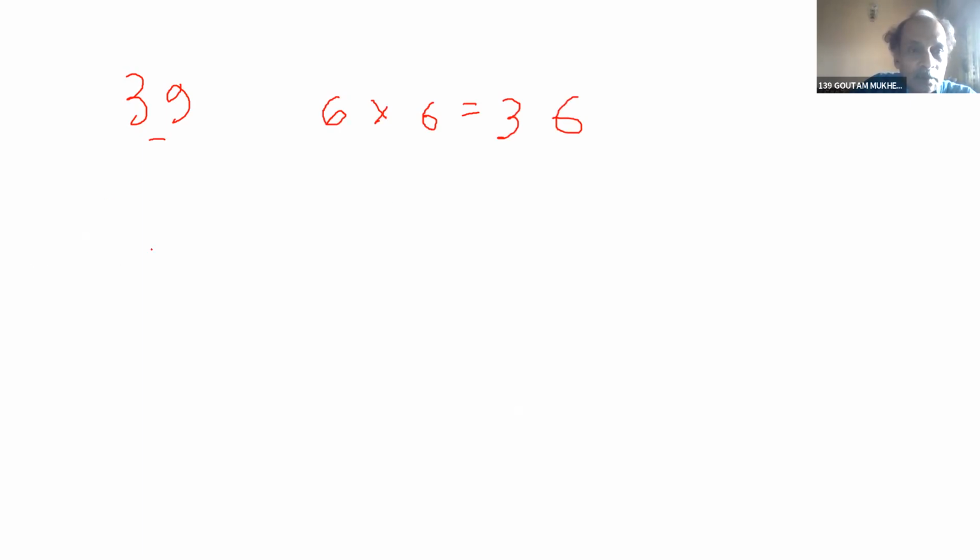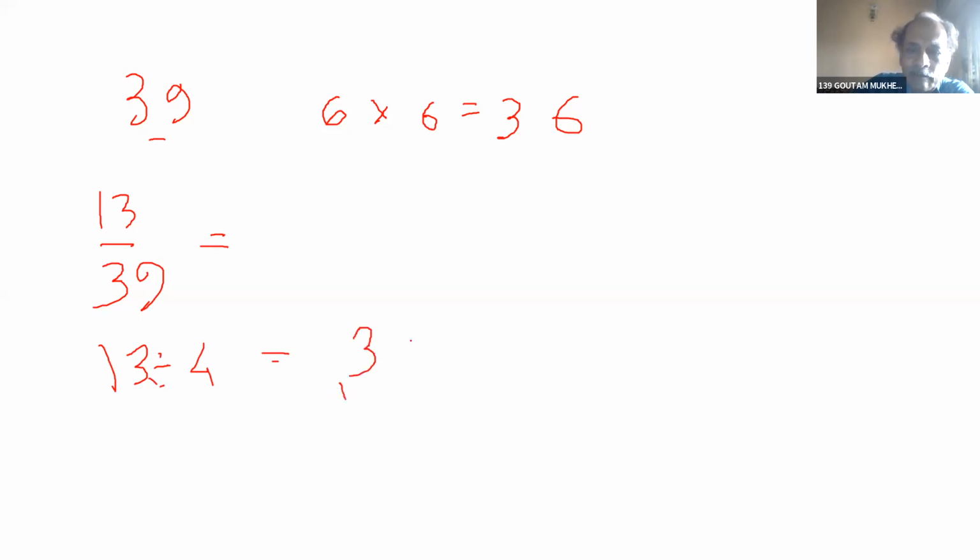But there are 2 more which are very peculiar. In case of 13, somewhere I do 13 by 39. You see what happens? 13 by 4. I divide 13 by 4. It becomes 3, remainder 1. Again 4, 3, so it becomes 3, 1, 3, 1, 3, 1 always. Because 13 by 39 is nothing but 1 by 3, which is actually 0.3.